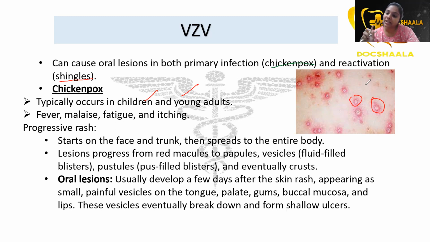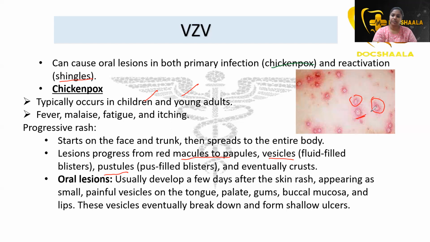Then the lesion progression is also there in chickenpox. The lesions, first of all, might be red macules or papules, and then they become vesicles, and then they become pustules. Most people recognize it when they become blisters, right? Because blisters are very big and painful and the pus is oozing out, and eventually they form crusts. So these are the crusted lesions that are seen here.